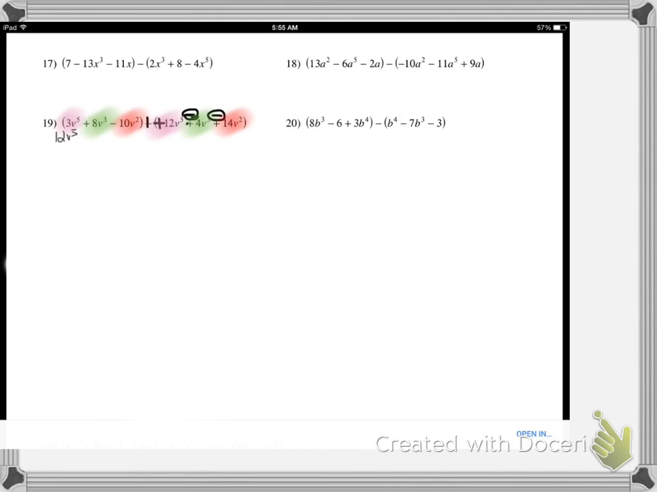I can combine my green 8v to the third with my 4v to the third, and it's a minus. See, you don't want to forget those signs. And then I can combine my 10v squared with my 14v squared. Watch your sign. I won't forget. It's a minus. So now I've taken all of this and I've just moved it underneath the terms that I already have.